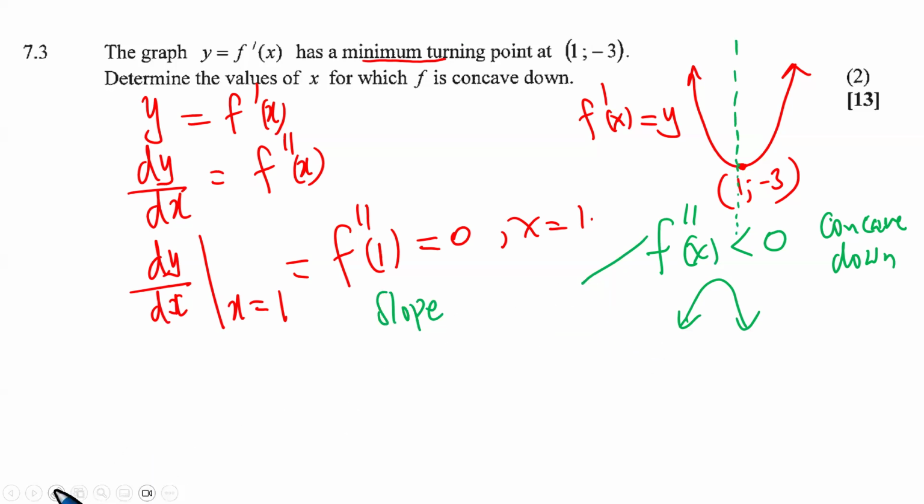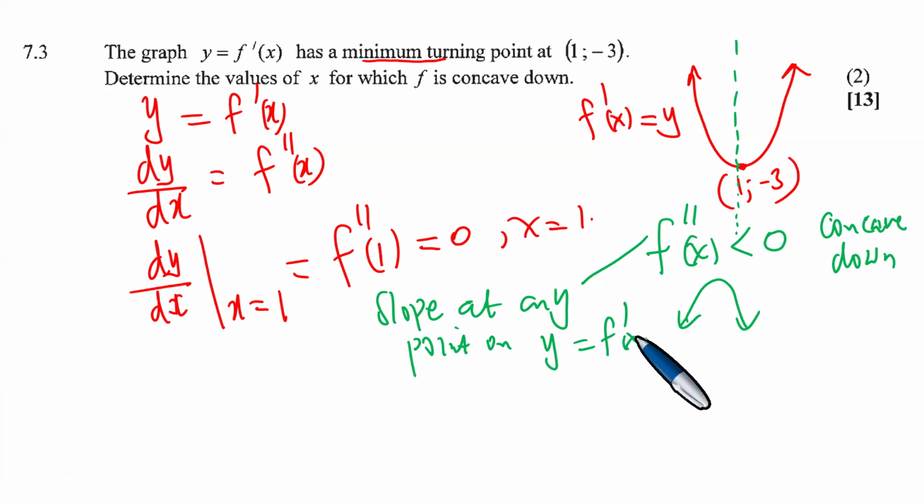So this one here is the slope at any point on y equals f prime of x. The slope at any point on that one. And this now is the slope over this function, the slope at any point on this function.